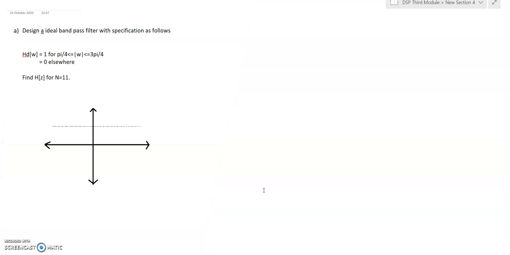So right now we'll be doing this particular question where you have an ideal bandpass filter to be designed with the specification given over here. From this concept, it should be clear that we are given modulus of omega. Since it is given as modulus of omega, it means that it can take negative values as well as positive values. So in the positive side, it will be lying between pi by 4 to 3 pi by 4, and in the negative side it will be lying between minus pi by 4 to minus 3 pi by 4. That is a basic idea we should infer from a statement like this.